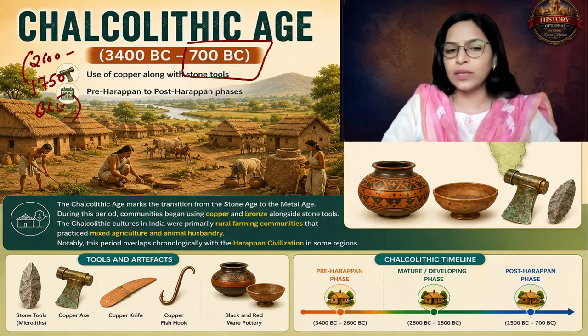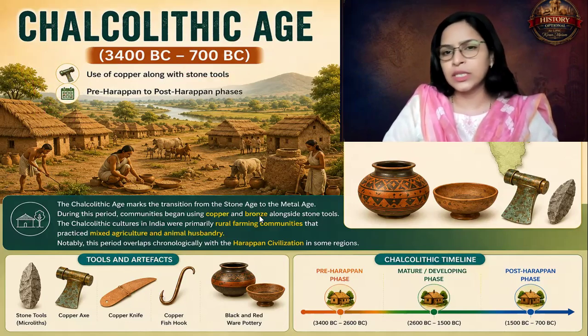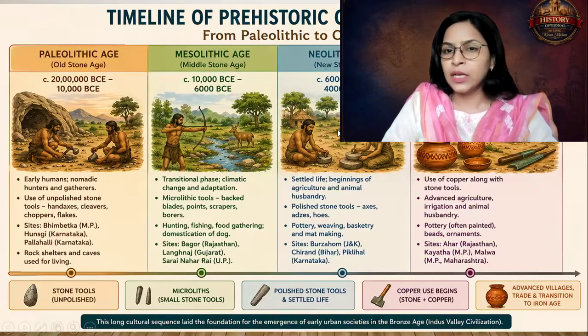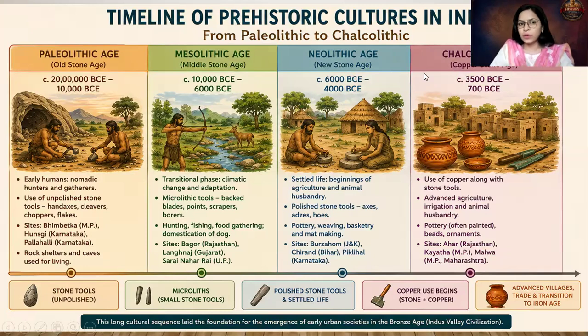Now let us try to understand the timeline and then we'll cover the details of this Chalcolithic age. Whatever we have covered up till now in history, we are going to discuss quickly. I'm not going to go into the details, just a brief overview of the timeline. The very first age is the Paleolithic age, referred to as the Old Stone Age, which began from around, not 2 lakh, 20 lakh BCE, and goes up to 10,000 BCE.